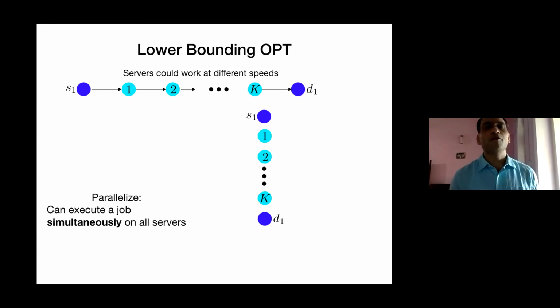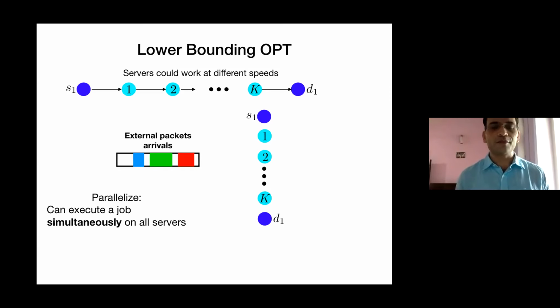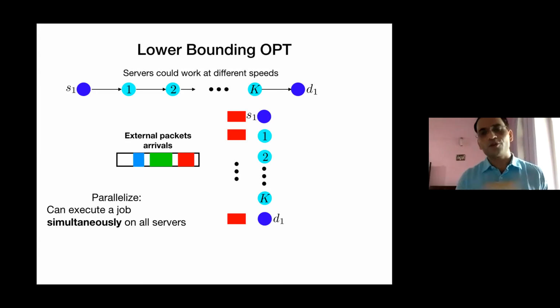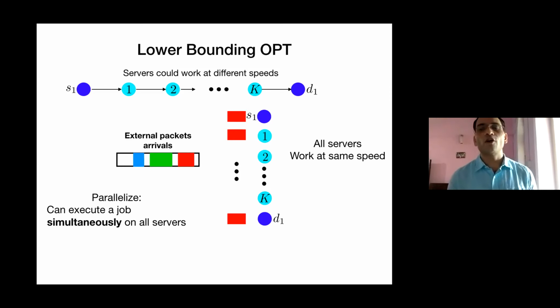For the OPT, rather than looking at a series system, we actually turn it into a parallel system where any job which comes in can be simultaneously processed at all the servers at the same time. The initial condition is that every job should go through all of these in series, one after the other. We're just making an enhancement that a single job can actually be processed at the same time by all the servers together. What that does is all the servers with the OPT now are going to work at the same speed, which is very helpful.